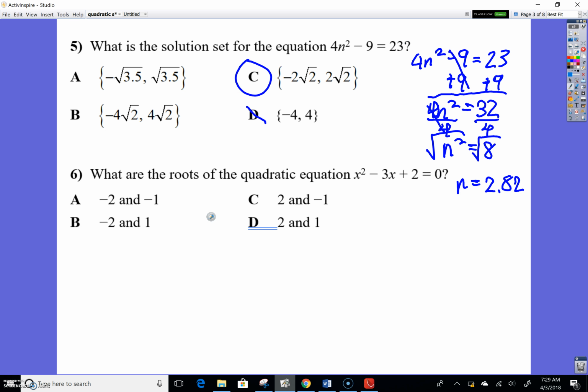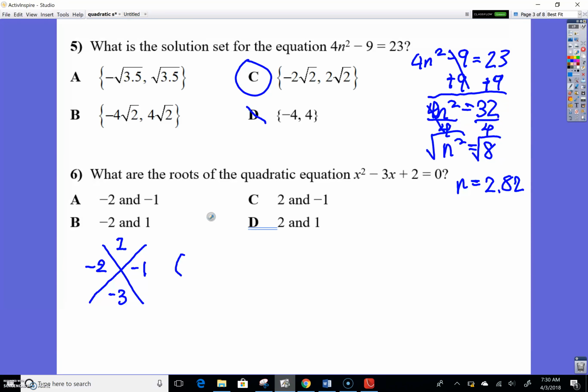What are the roots of the quadratic equation x squared minus 3x plus 2 equal to 0? Again, you can use any method you want here, but I'm going to go by factoring because I'm pretty good at factoring. What numbers multiply to get 2? The only numbers are 2 and 1, but because the middle number is negative, I'm going to let both of them be negative. Negative 2 times negative 1 is 2.